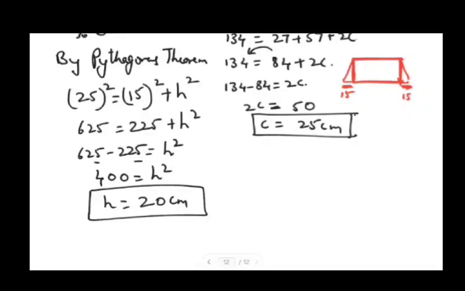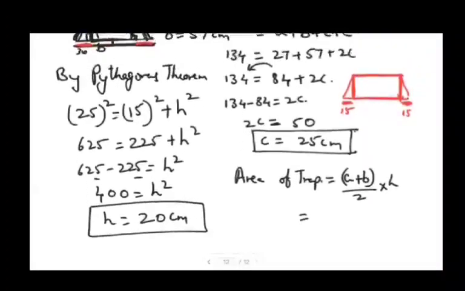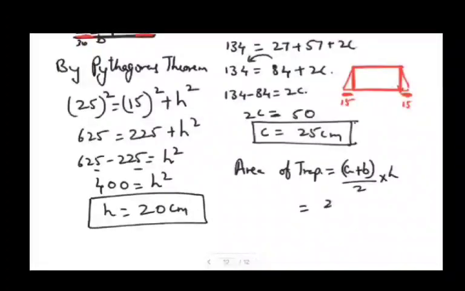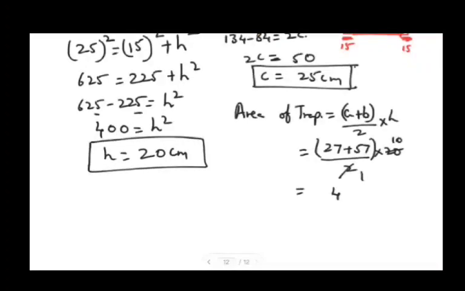I've got my height, and all that remains is the area of the trapezium, which is equal to (A plus B) upon 2, into H. The shorter side was 27, plus 57, upon 2, and my height is 20. 27 plus 57 is 84, half of that is 42, and 42 into 20 gives me 840 centimeters squared.